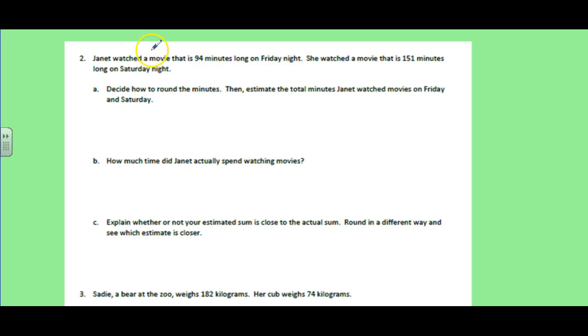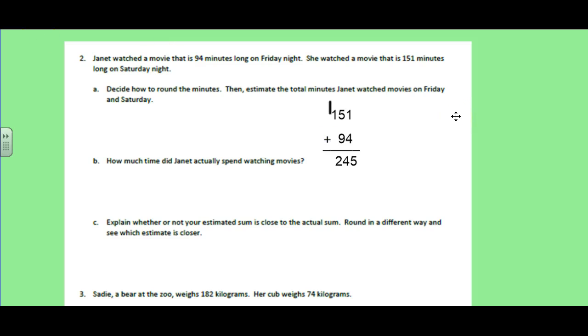The problem says Janet watched a movie that is 94 minutes long on Friday night, and she watched a movie that is 151 minutes long on Saturday night. We're trying to figure out how much time she actually spent watching movies, and then we're going to estimate to see what our rounded answer could be. On your piece of paper, write 151 plus 94, add that together, and once you have that, push play to see if you are correct.